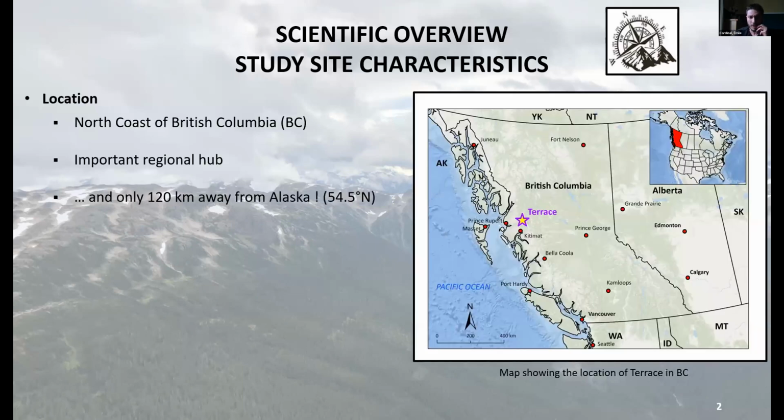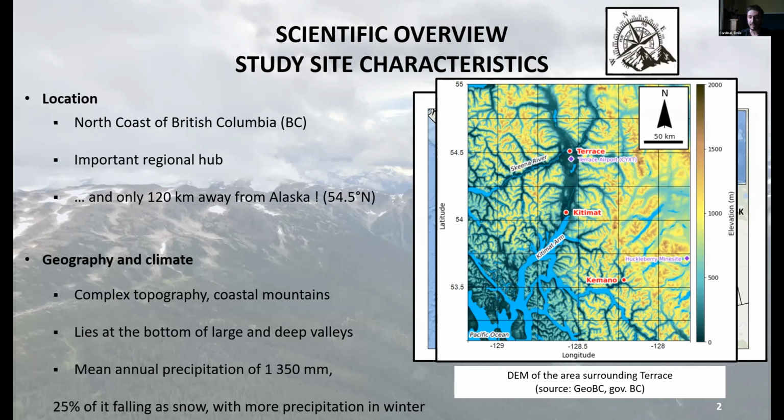So first, where are we? The city of Terrace is located in the center-west portion of the province. It is an important regional hub, and the Trans-Canada Highway passes through the city. It's fairly north, at 54 degrees north, only 120 kilometers away from Alaska, and about 100 kilometers from the Pacific Ocean shoreline. In terms of geography and climate, it lies at the heart of the coastal mountain range, at the intersection of two deep valleys within the mountains, and we have a broader valley aligned north-south.